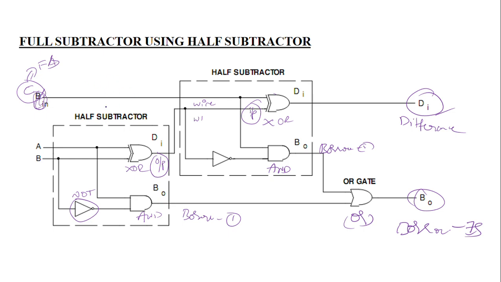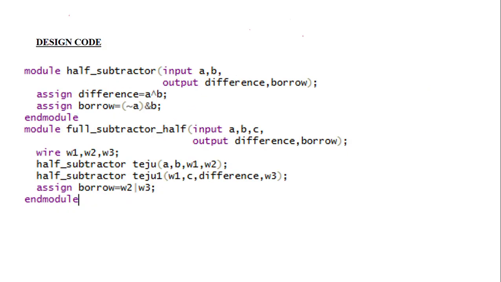Just look at this block diagram; it is by using this block diagram that you are going to write the code. First we have to write the half subtractor code. Using this half subtractor code we are going to design the full subtractor. So how do you write it? We start with module and end with endmodule here.